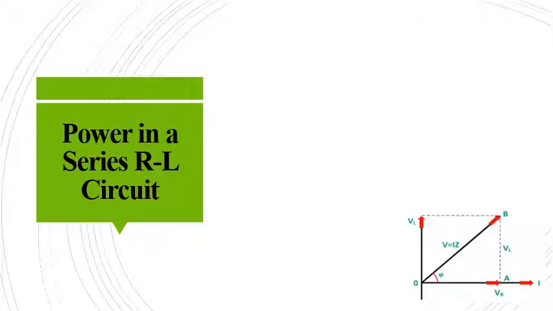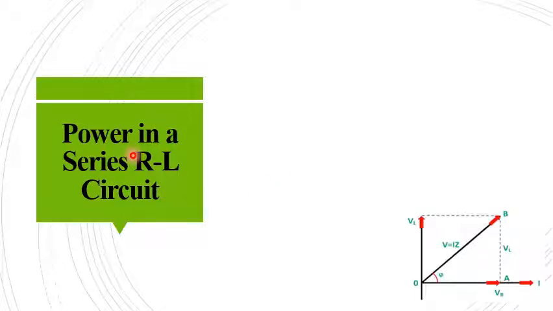Next we can find the power consumed in a series RL circuit. We had already determined that out of the three circuit elements, that is the resistor, inductor and capacitor, the only power consuming element is the resistor. In the case of an inductor and a capacitor, the average power consumed in an entire cycle is 0.